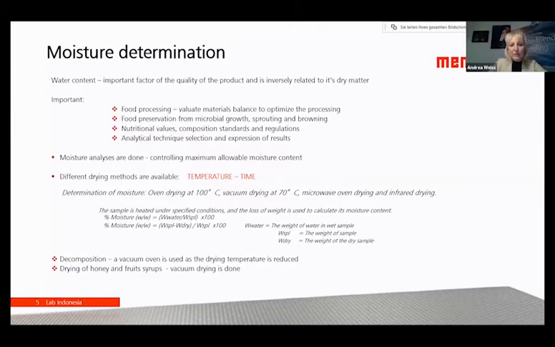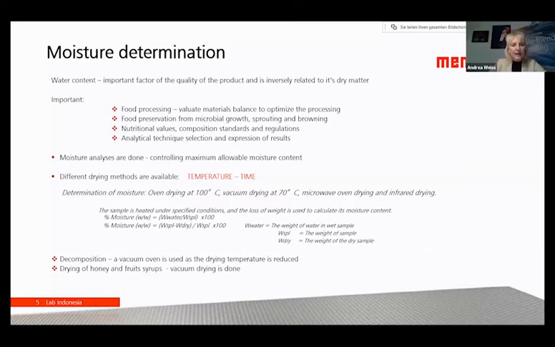For determination of moisture, there is a possibility of using an oven, for example the universal oven of Memmert, or using the vacuum drying oven. That means you can do this at a lower temperature range. There are also some processes where you can use a microwave oven, infrared drying or other methods. This always depends on the application and on the samples.